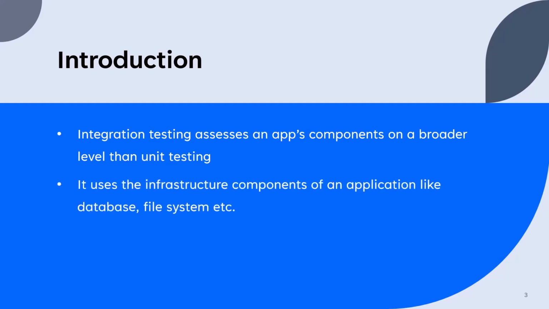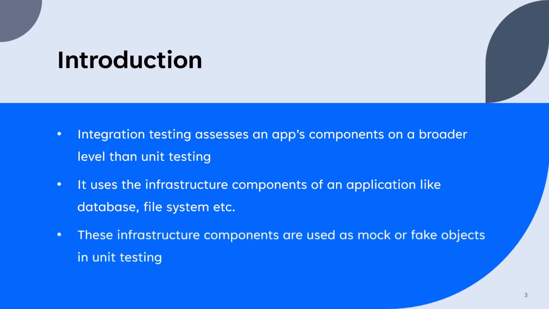And the main difference between integration testing and unit testing is that integration testing often includes the application's infrastructure components such as database, file system, and these infrastructure components are used as mock or fake objects in unit testing. So we fake or mock these objects: database, file structures, networking, etc. But with integration testing, we want to ensure that the whole app is working as expected with all these components combined together.